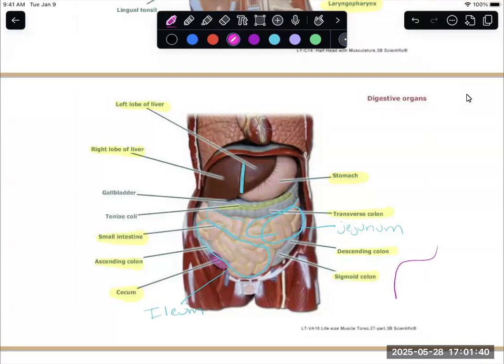The tinea coli is this tissue that forms that line that's traveling across. Here you can see it again. That's that tinea coli.